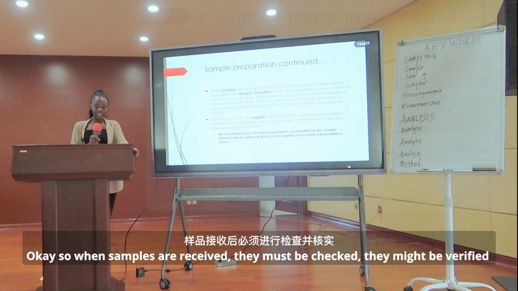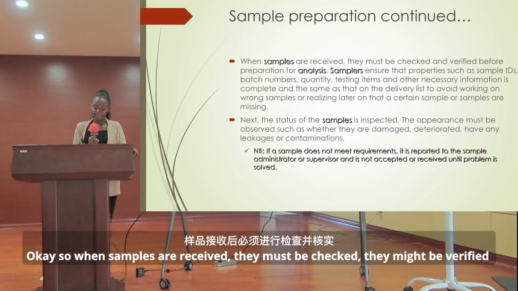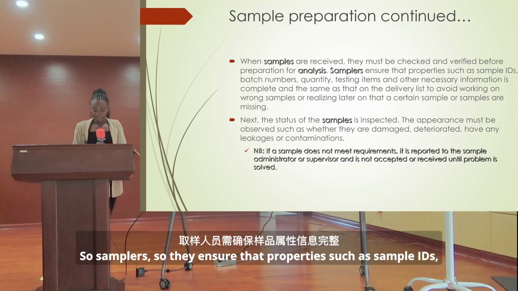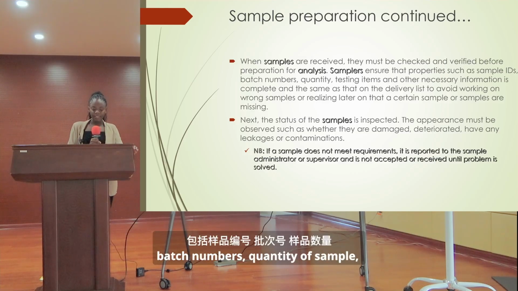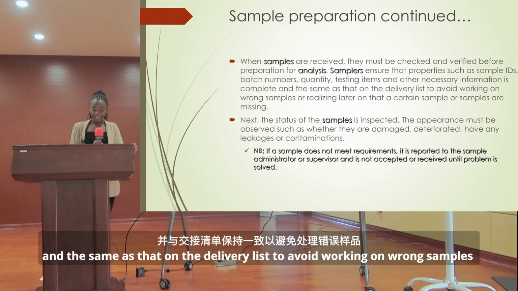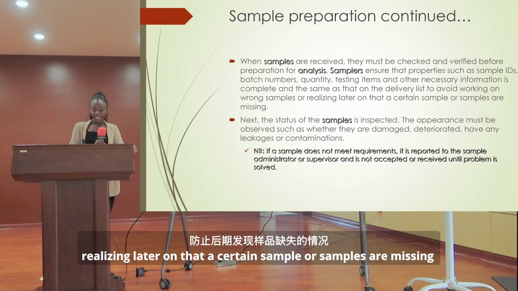Okay, so when samples are received, they must be checked and verified before preparation for analysis. Samplers ensure that properties such as sample IDs, batch numbers, quantity of sample, testing items, and other necessary information are complete and the same as those on the delivery list, to avoid working on wrong samples or realizing later on that certain samples are missing.